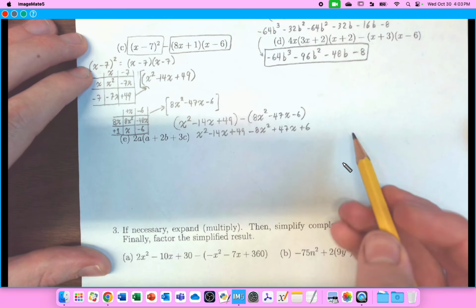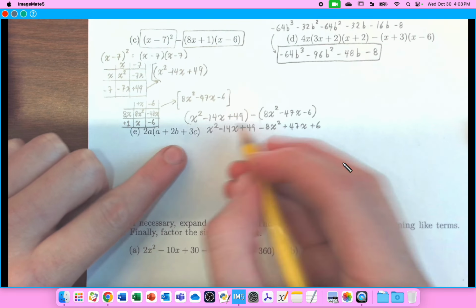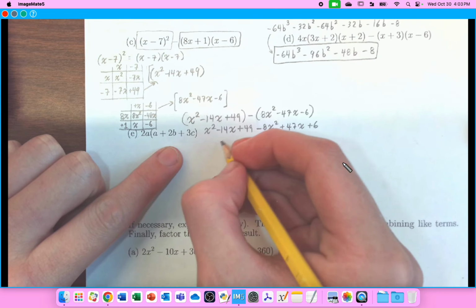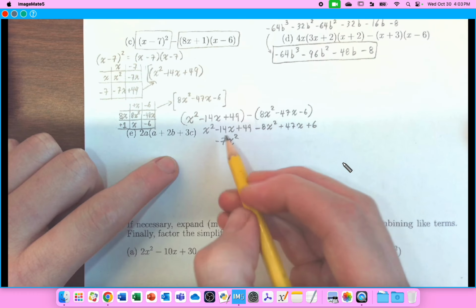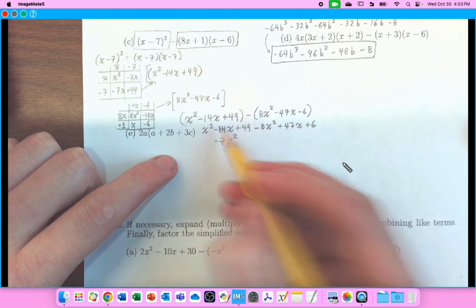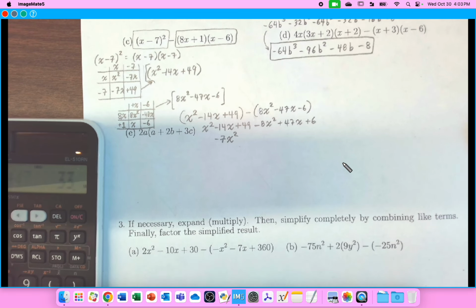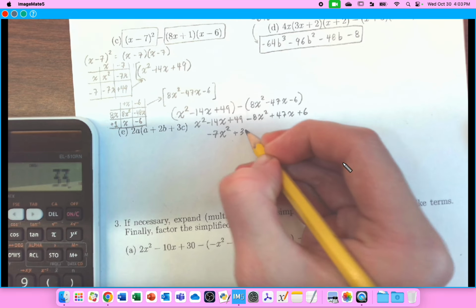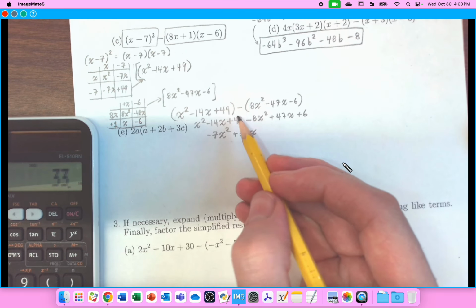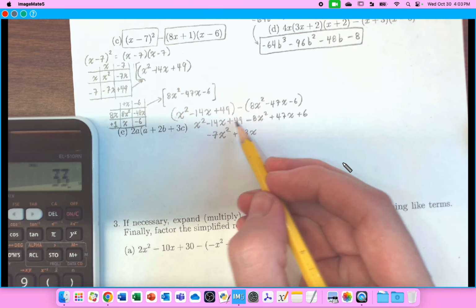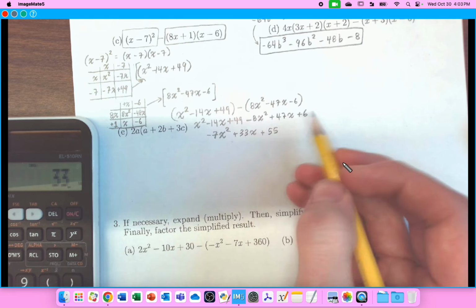And then I combine like terms. Well, I started with positive 1x squared. I take away 8. That means I have negative 7x squared. Negative 14x plus 47. Negative 14 plus 47. Positive 33x. Plus 55. 49 plus 6.